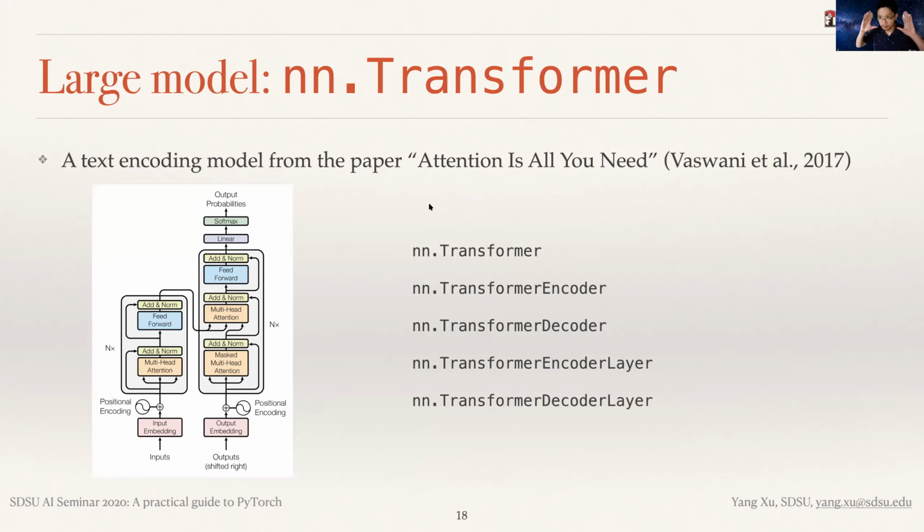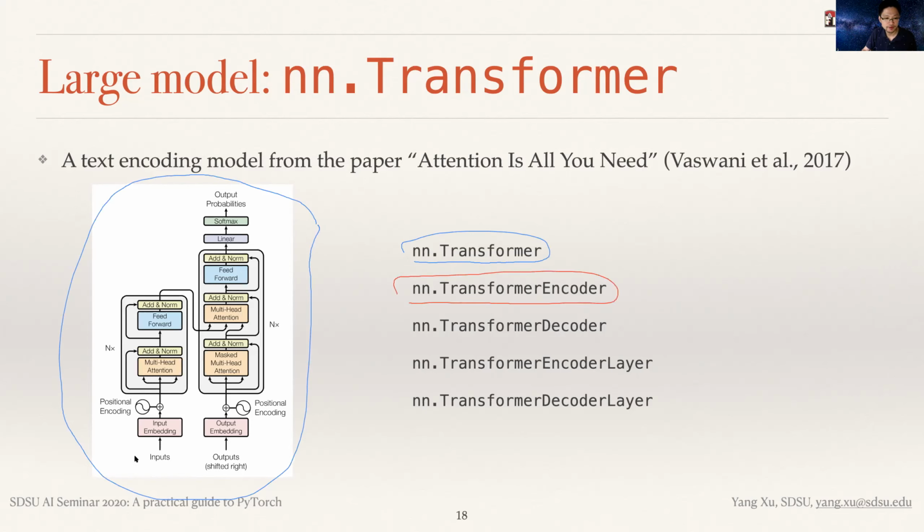Okay, so one more extreme example here is the nn.Transformer. A transformer is a very complex model that stacks multiple layers of feed-forward neural network, self-attention, and normalization layers together as a very powerful encoder model for textual data. So PyTorch provides many hierarchical modules. This nn.Transformer refers to the whole model here, which I wrote in blue, and the transformer encoder refers to the left part.